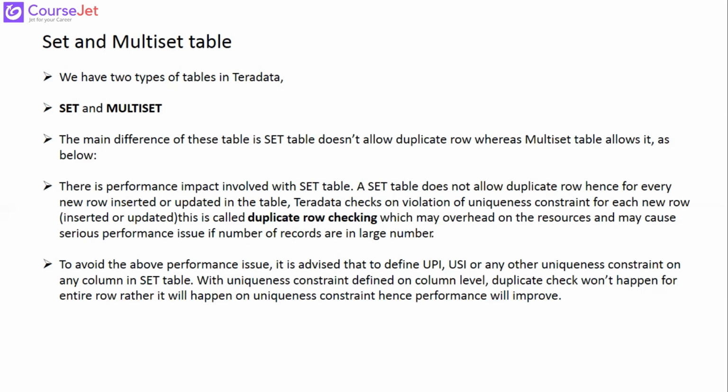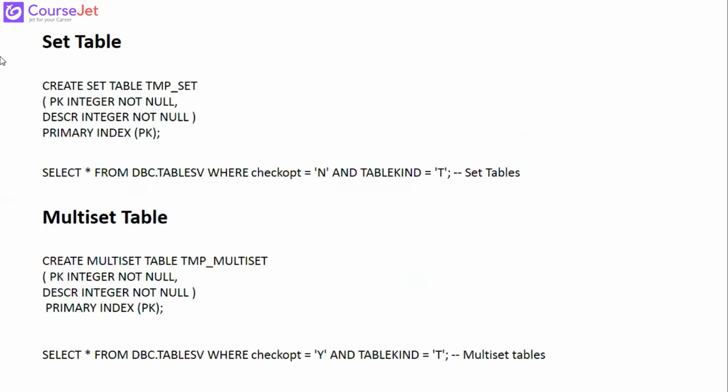Yeah. Okay, so this is an example of creating a set table. We have the DDL here: create set table. Temp_set is the name of the table, and PK and description are the columns. We are having a primary index, which means a non-unique primary index. If we have not written unique, then it's a NUPI, right? So here is the NUPI.